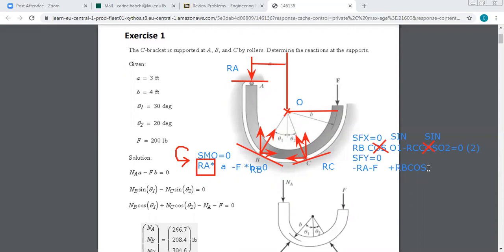So plus RB cosine theta 1 and plus RC cosine theta 2 equals 0. Okay, now you end up with equation 2 and equation 3 containing two unknowns only. So I can solve two equations with two unknowns. I get RC and RB, and I am done. I have found RA, RB, and RC. Okay, any question for this?